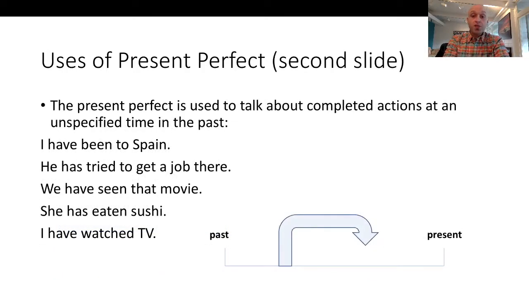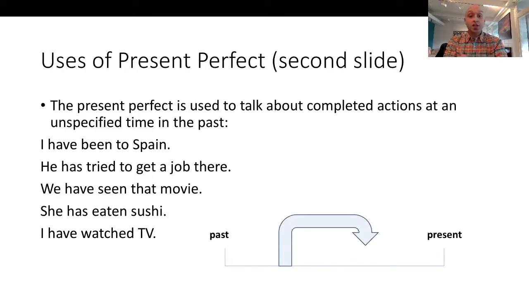The other way we use the present perfect simple is to talk about completed actions that happened at an unspecified time in the past, such as, I've been to Spain. Okay, I've been to Spain. That could have been a year ago, it could have been 5 years ago, it could have been 10 years ago, could have been last week. So that's another way that we use the present perfect.